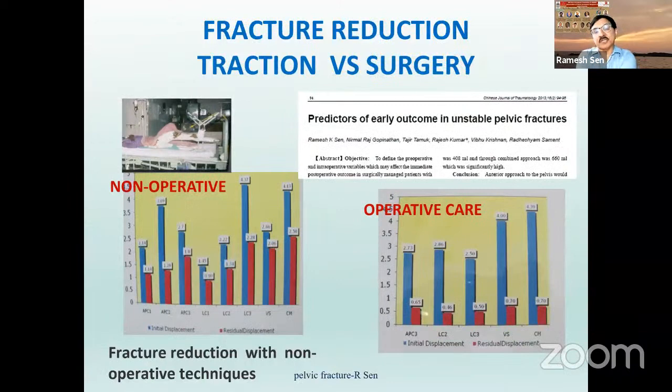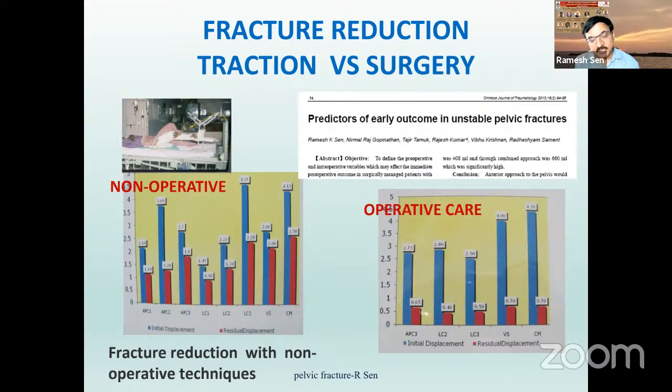Now this is important because initially people used to have traction as a treatment. Again, we have published that if we just give non-operative care, we definitely do reduction. And on the left side, you see, the blue are the initial displacement.